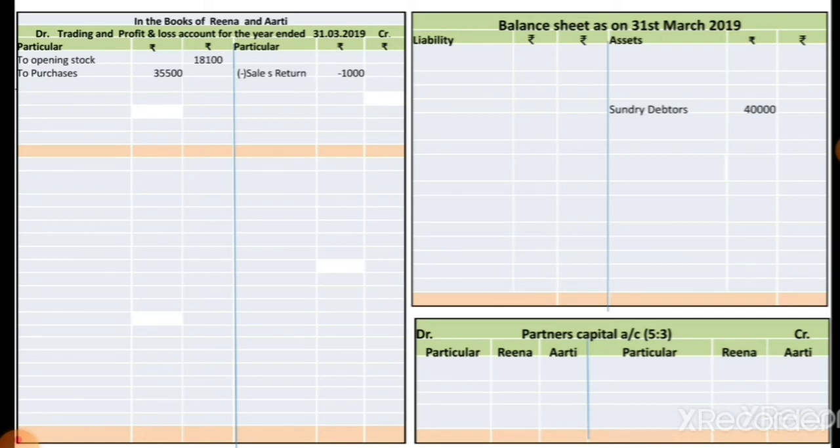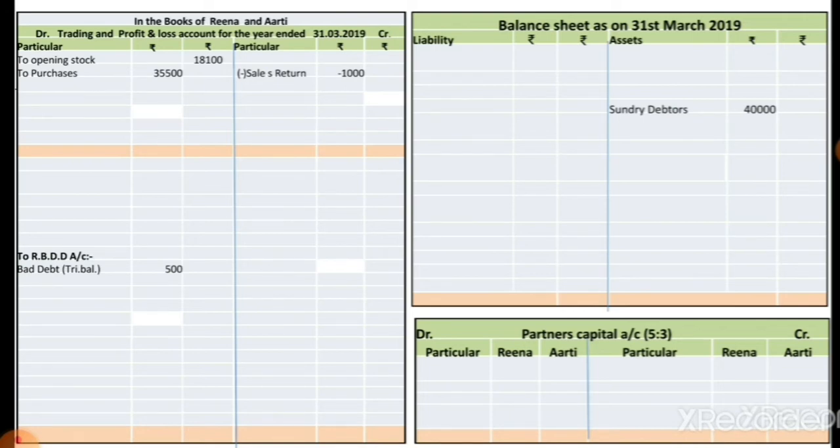Okay. Next one is the opening stock, which is on the trading account debit side. First of all, it starts with that opening stock of 18,100. Opening stock is the closing stock of last year, that's why it is recorded first in the trading account. Okay, next one is bad debts. That bad debts is recorded on the profit and loss account debit side. We prepare a separate format for recording bad debts. So it is recorded on the profit and loss account debit side as 'To RBDD', which means reserve for bad and doubtful debts account.